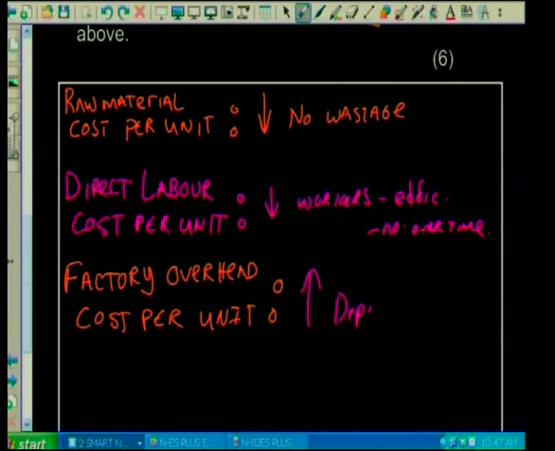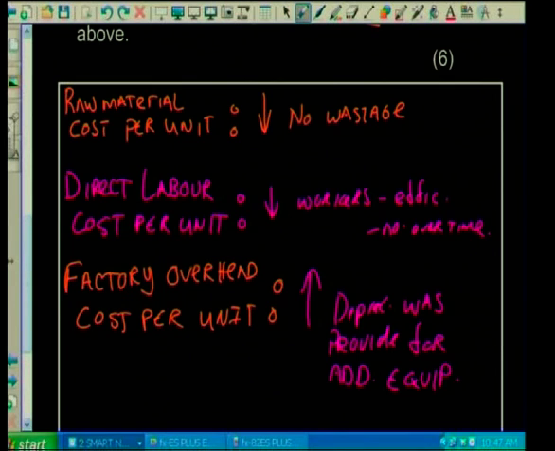Depreciation was provided for additional equipment. Okay, that could have been a possible reason.